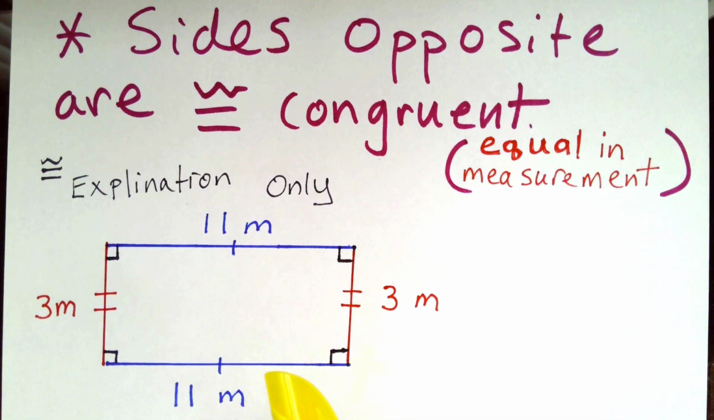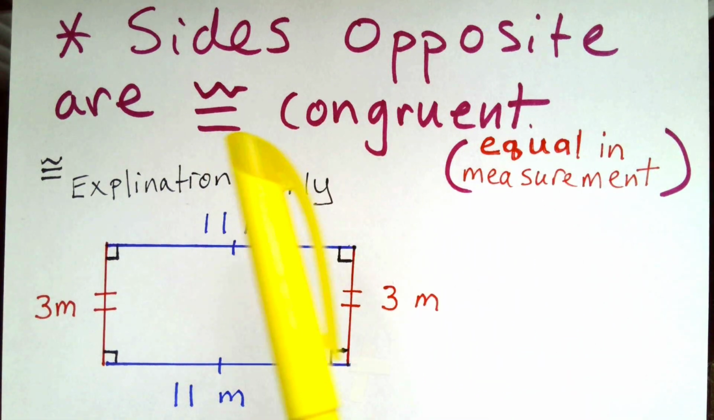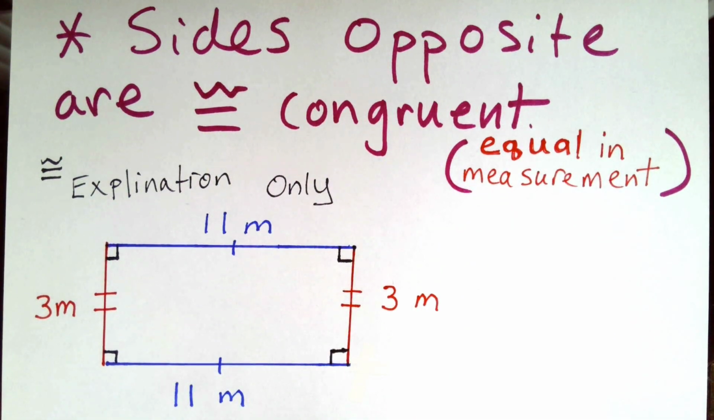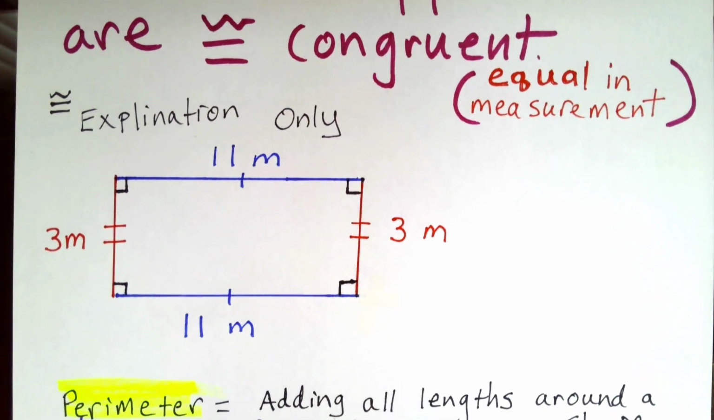Opposite sides are equal. You have 2 dashes here on this side of the rectangular shape, which represents 3 meters. If you have 2 dashes over here, that also represents 3 meters. Sides opposite are equal or congruent. Congruent is equal in measurement.